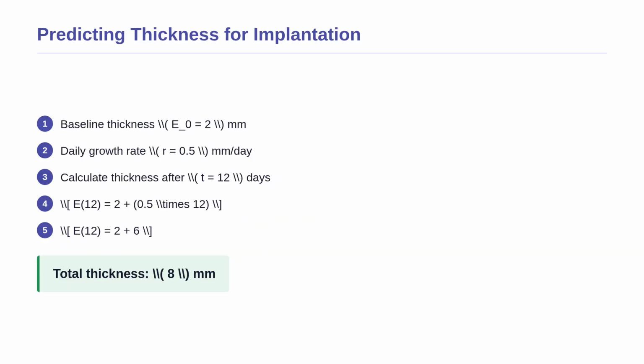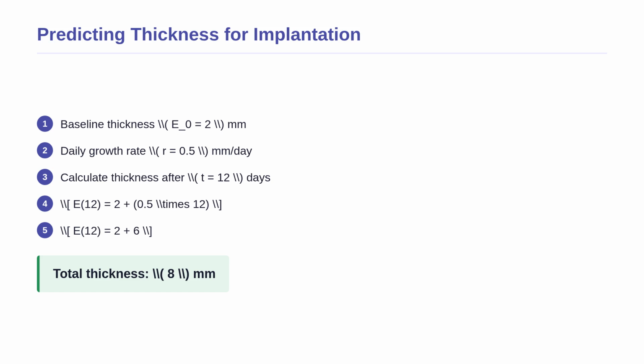Now that we have our linear model, let us apply it to a clinical scenario. Imagine a patient undergoing fertility monitoring. Ultrasound reveals her baseline endometrial thickness is 2 millimeters. Her tissue grows at a steady rate of 0.5 millimeters per day. We need to calculate her total endometrial thickness after 12 days of continuous growth.